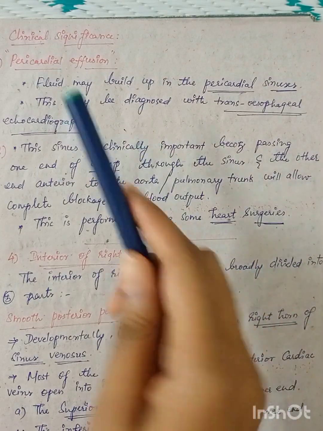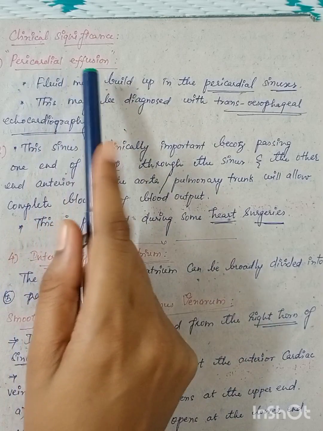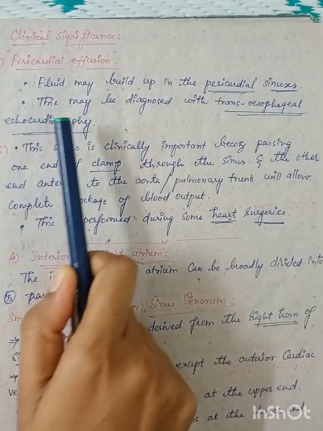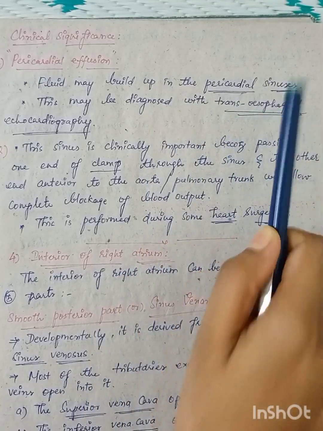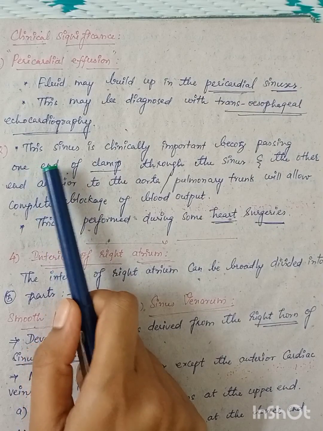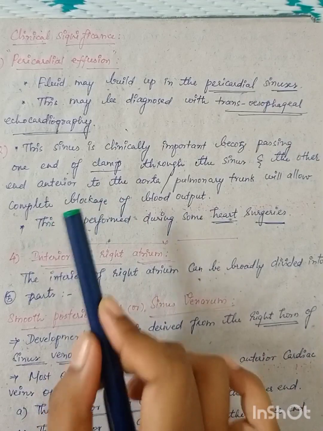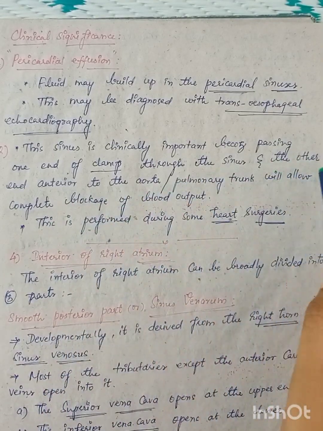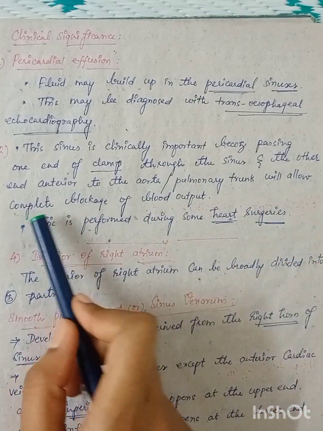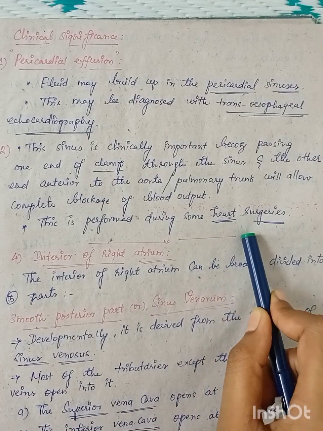And the clinical significance, as we come here, is pericardial effusion. Fluid may build up in the pericardial sinuses. This may be diagnosed with transesophageal echocardiography. In another one, the transverse sinus is clinically important because one end of a clamp can be passed through the sinus and the other end anterior to the aorta or pulmonary trunk, which allows complete blockage of the blood output. This is performed during some heart surgeries.